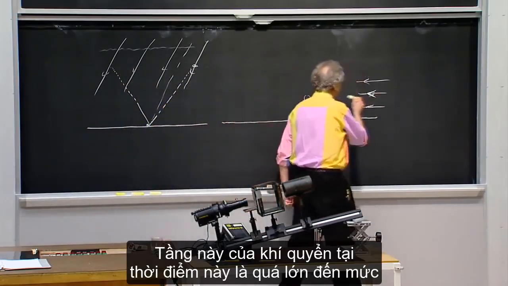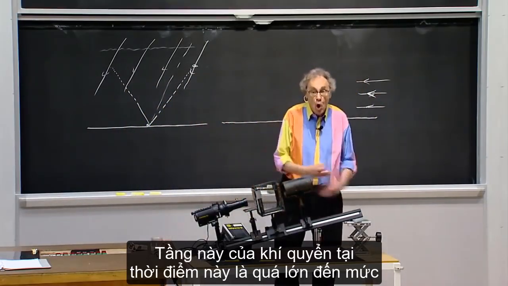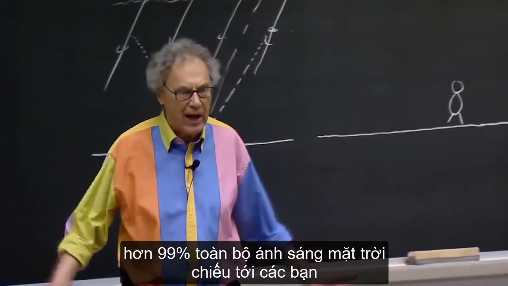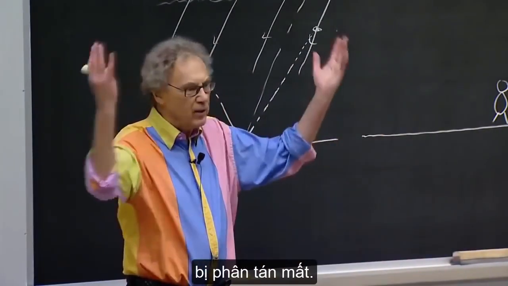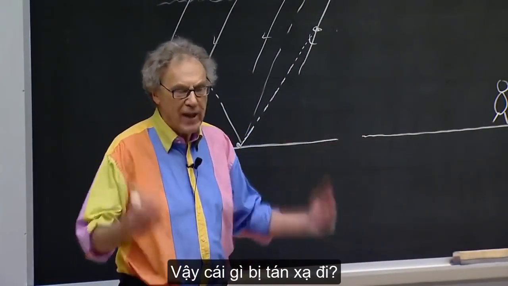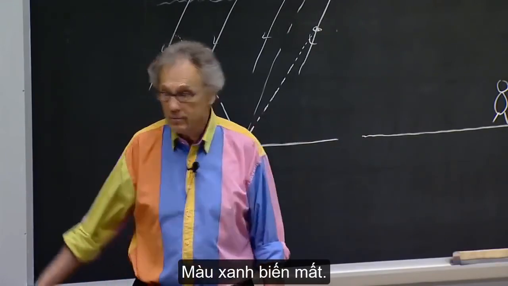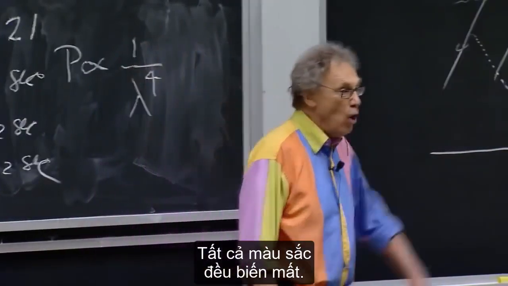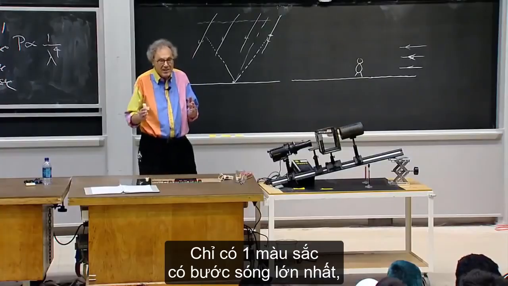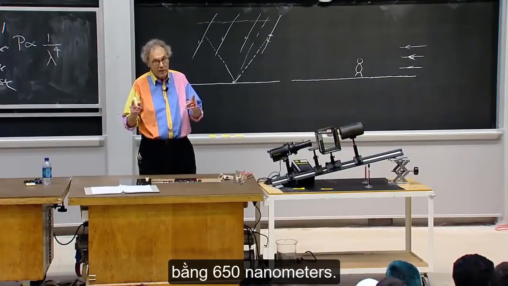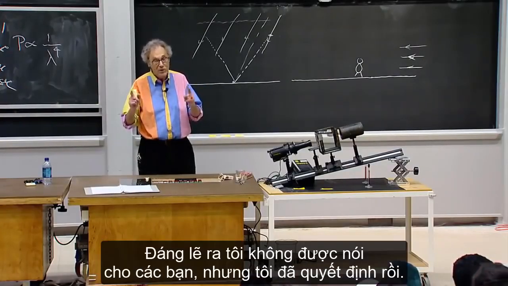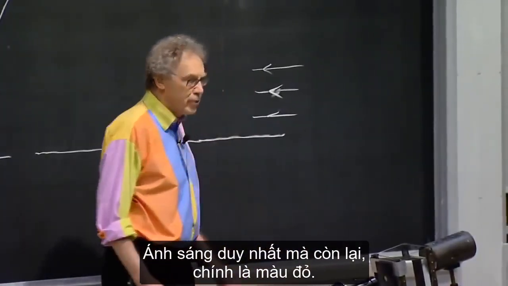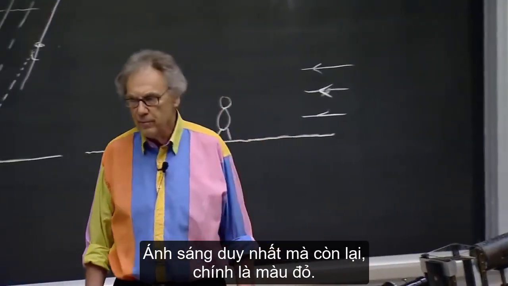This layer of atmosphere is now so enormously large that more than 99% of all the sunlight on the way to you is scattered away. So what is scattered away? The blue is gone. But if you look at one over lambda to the fourth, the green is gone. All colors are gone. There's only one color which has the largest wavelengths, which, by the way, is 650 nanometers. I wasn't supposed to tell you, but I decided. So the only light that makes it through to you is red.